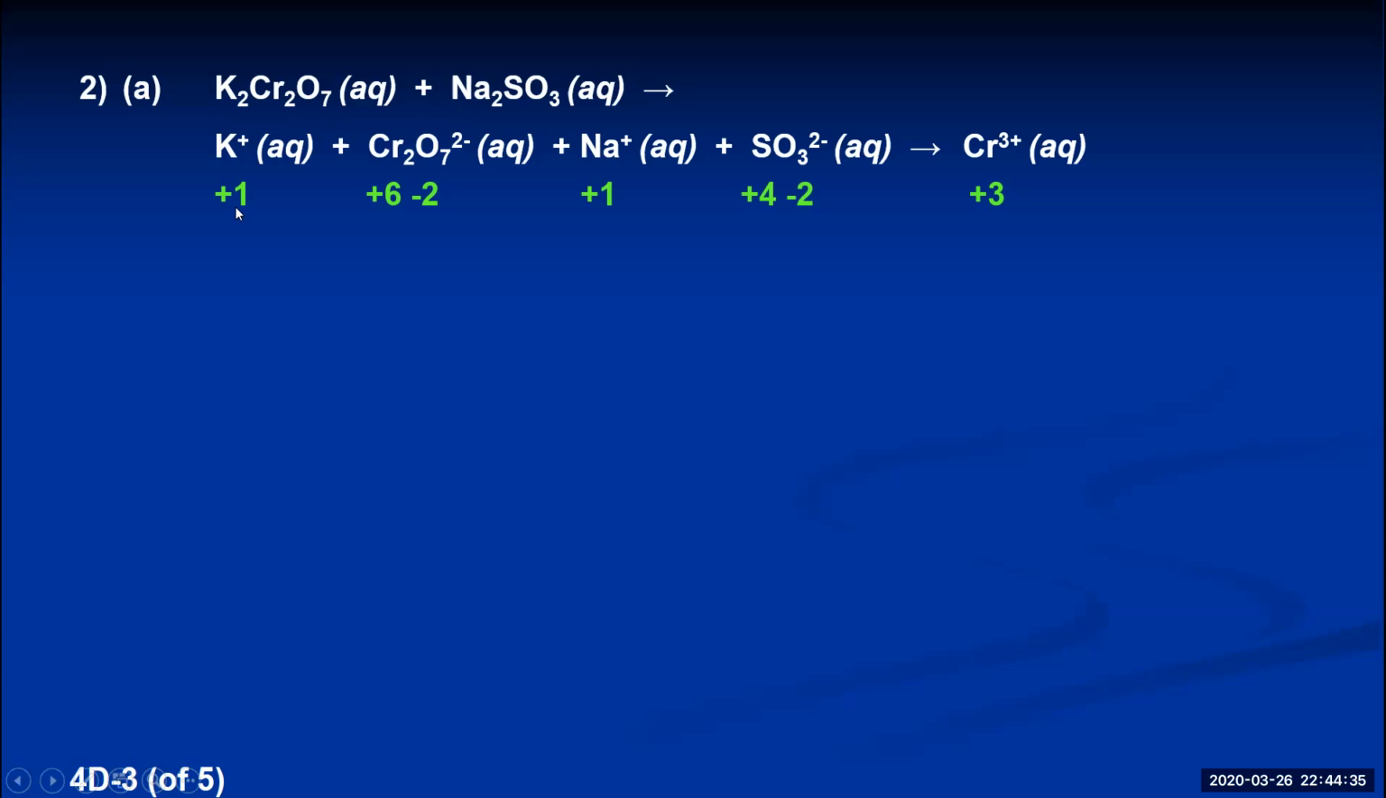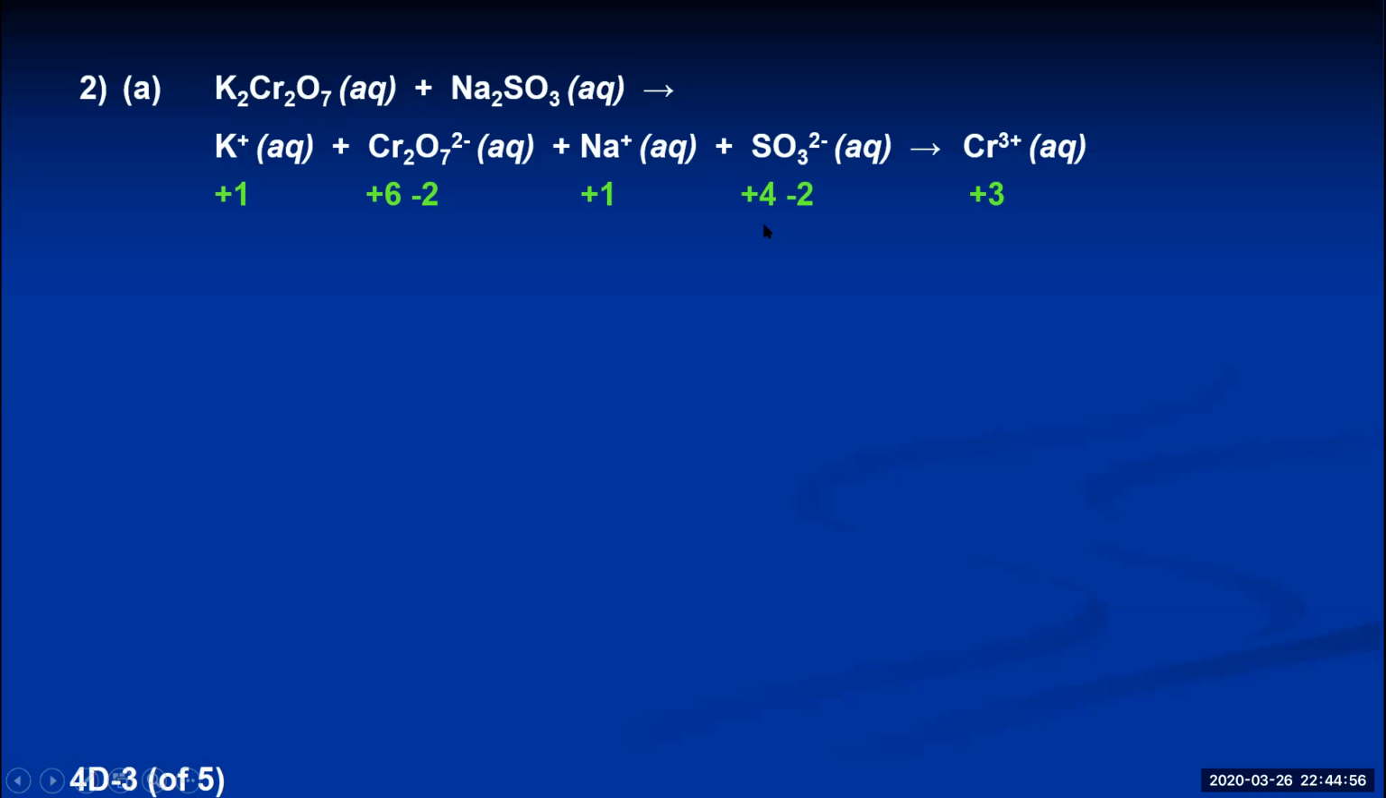Potassium can only be in its elemental form or a +1 ion. It can't go any higher than +1. The oxygen is almost never the element being oxidized because it's the second most electronegative element on the periodic table, so it's usually best just to ignore the oxygens. Sodium can be 0 or +1, so it can't go any higher.